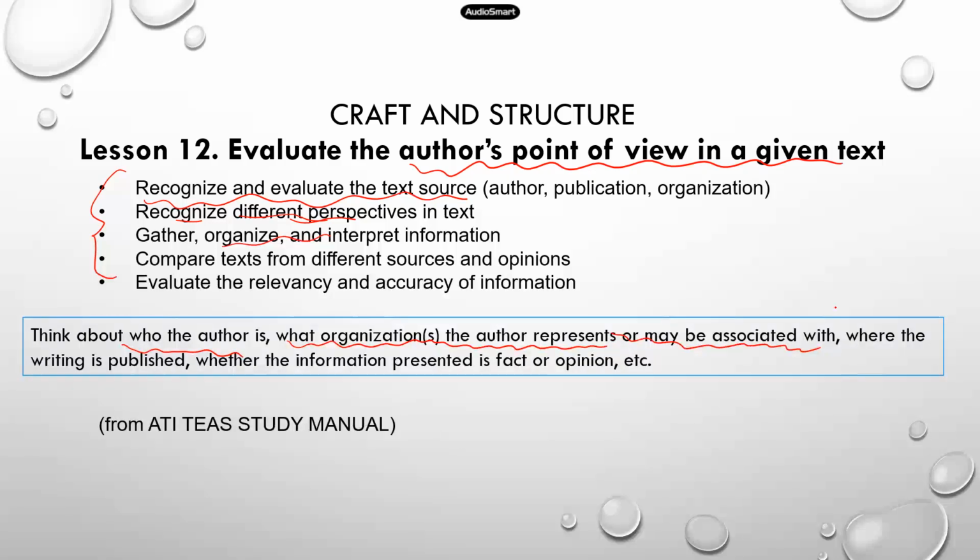So the affiliation of the author is also important because whatever the author writes is probably for the best interest of the organization that he or she represents. Next, where the writing is published. So that's also an important piece of information to have to evaluate the point of view.